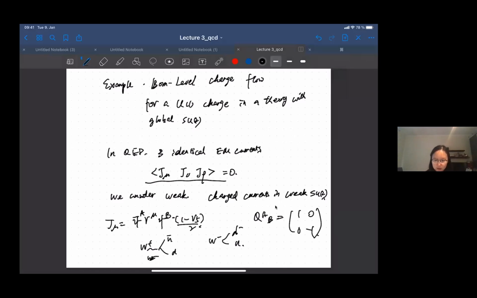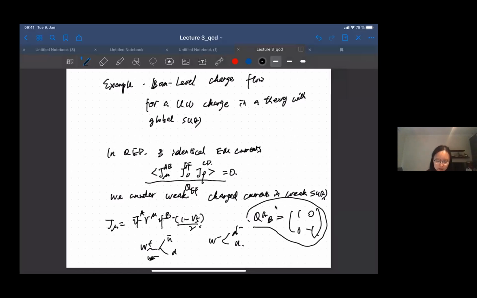given by this 2x2 matrix in the flavor space. A and B are the flavor SU(2) indices, so now each of these currents carries SU(2) indices A, B, C, D, and the detector should be contracted with this matrix representing the charge that we measure at the detector.